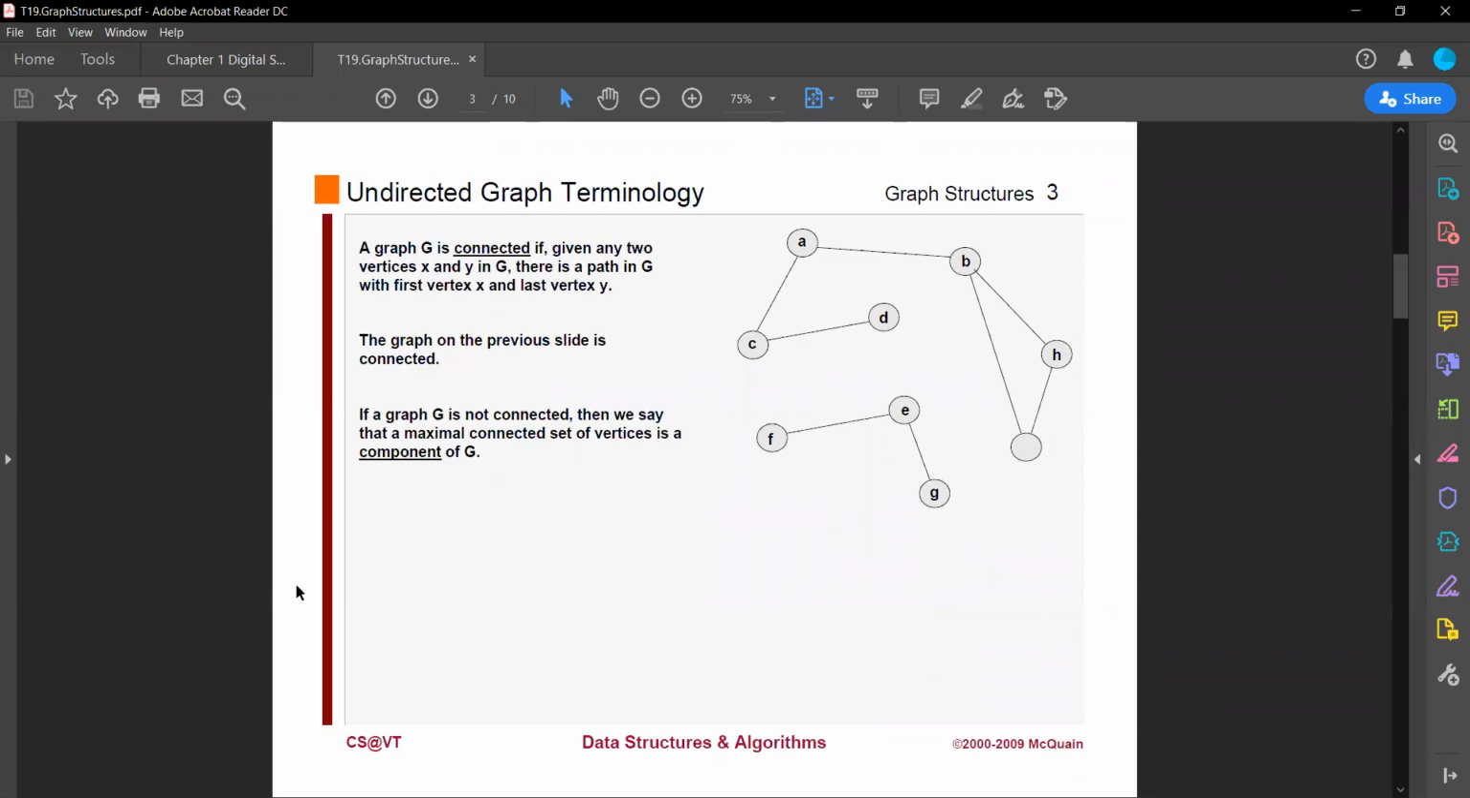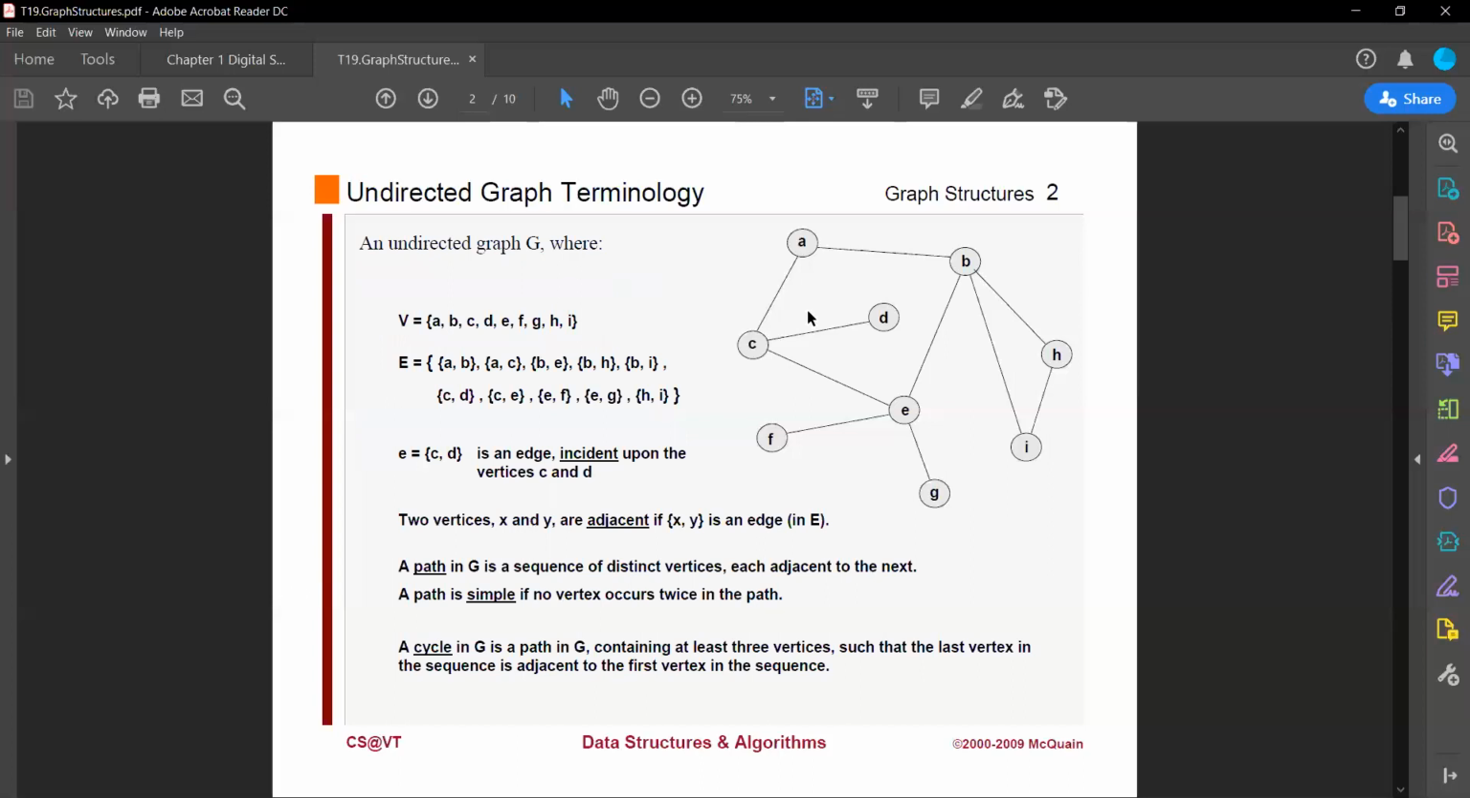A graph G is connected if, given any two vertices x and y in G, there is a path in G with first vertex x and last vertex y. If the graph G is not connected, then we say that a maximal connected set of vertices is a component of G. So in the previous slide, we see that this is a connected graph, because all nodes are connected via another node.